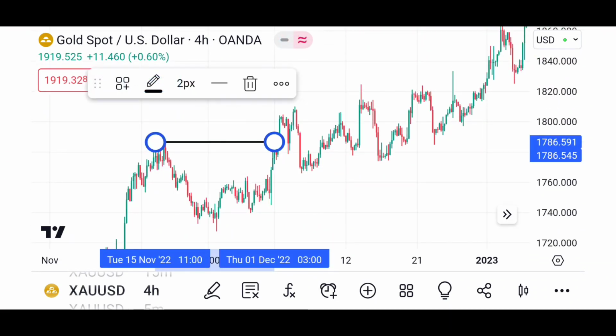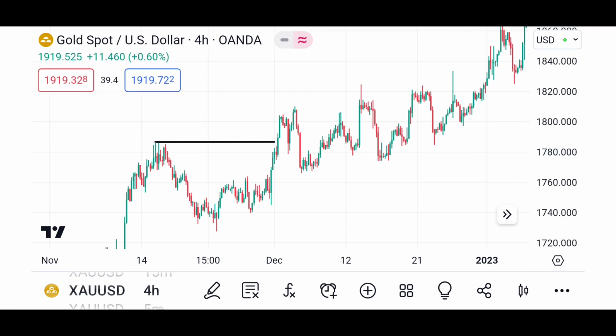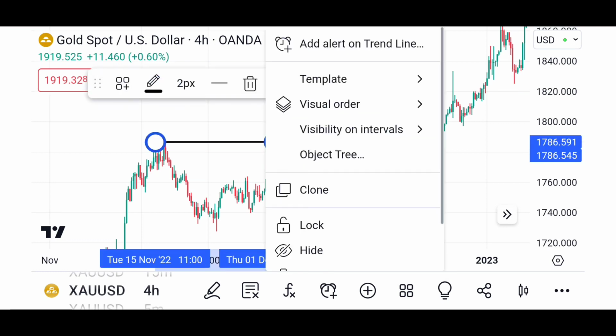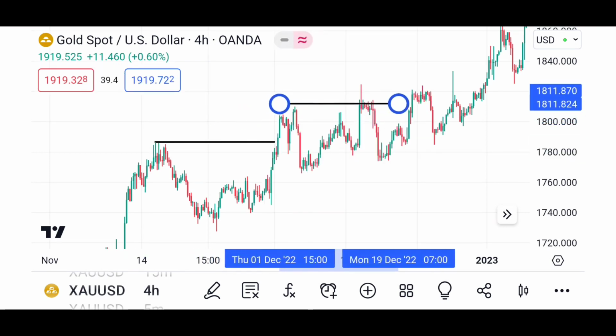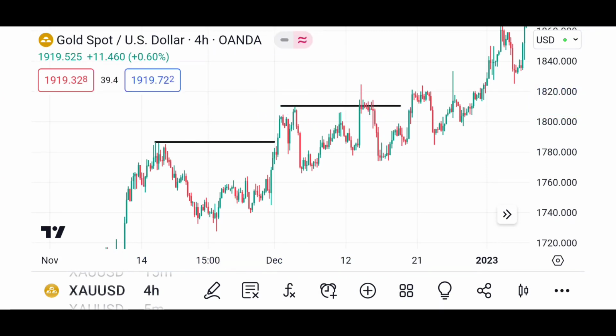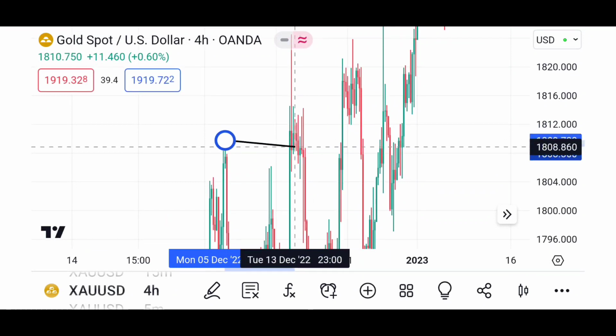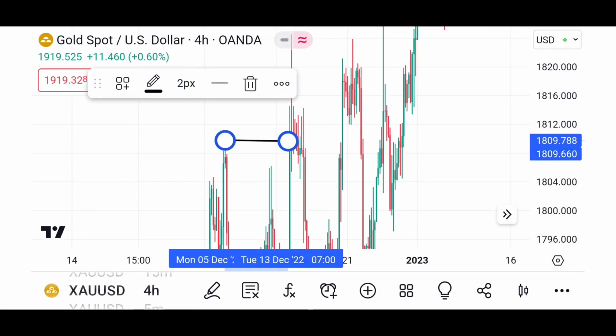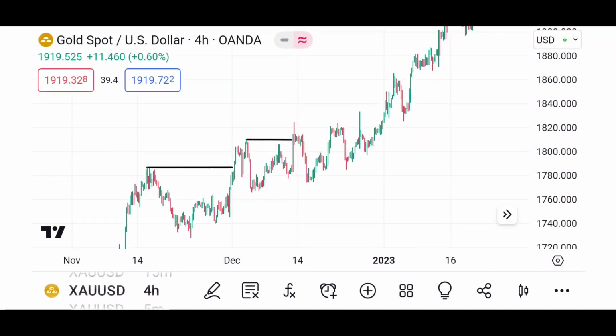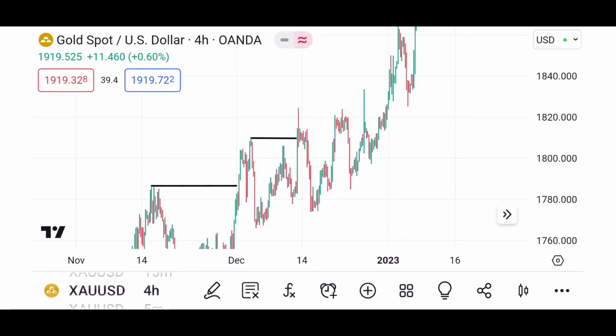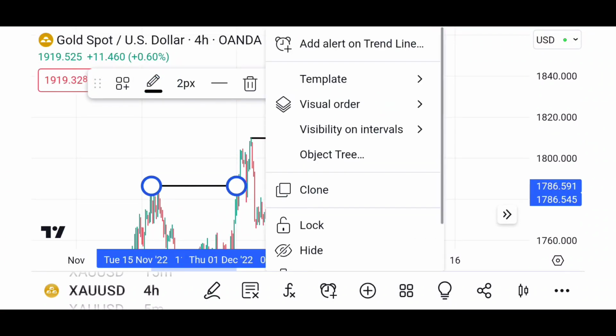This is our break of structure, our first break of structure. This is our next break of structure. Then we have our next break of structure.